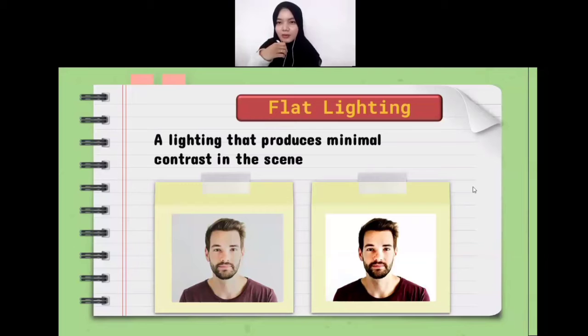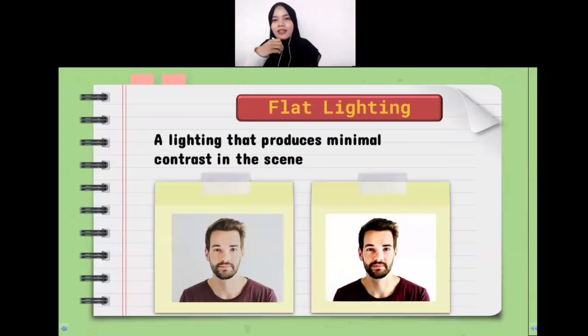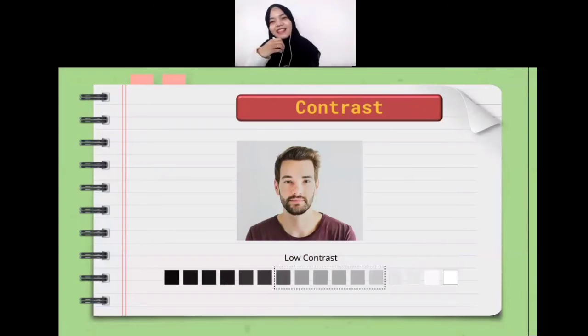The left one has the minimal contrast because contrast basically means the range of dark to light tones. So when it's extra low, you will see a flat image where no elements in the frame stand out. That's why the first picture seems to be softer than the second picture. Next.